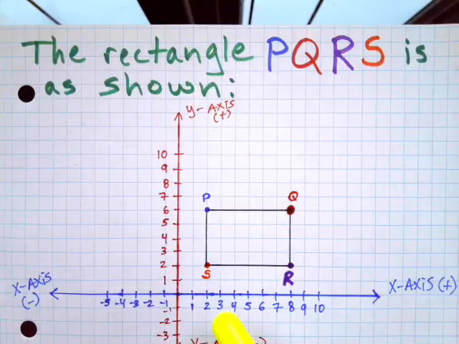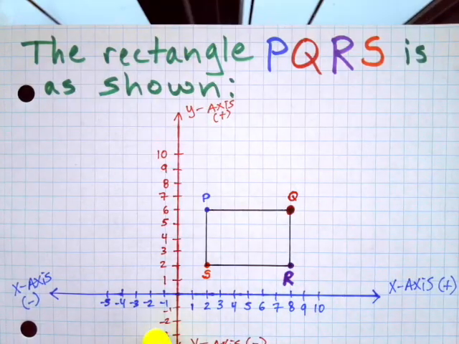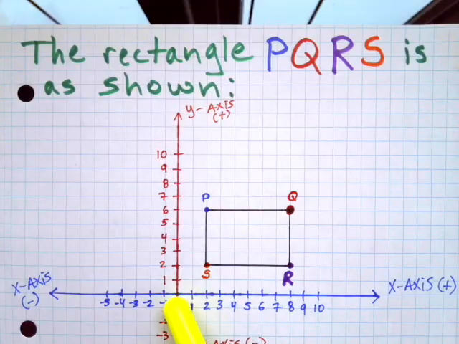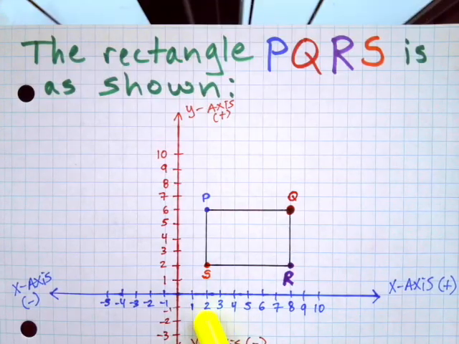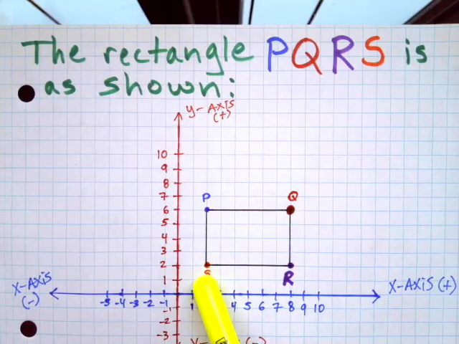Now understand, each of these vertices has an ordered pair value of X, and also a value of Y. Let's take a look at S. S is 2 on the X, and 2 on the Y. So 2 for X, 2 for Y. So this point will be labeled 2, 2.